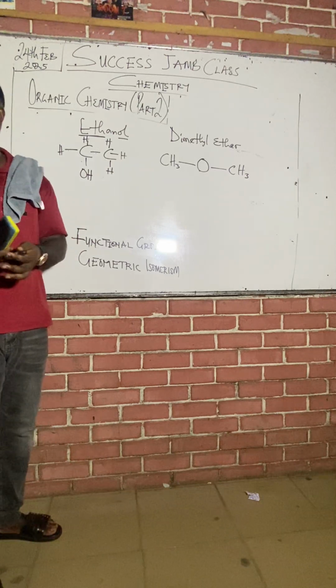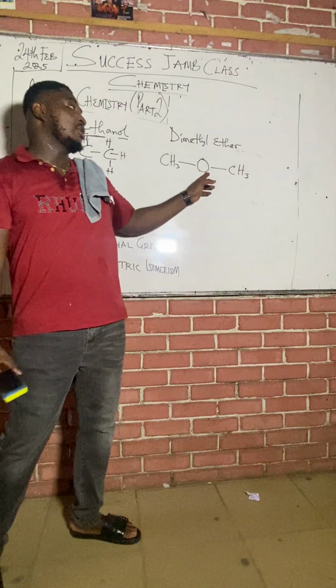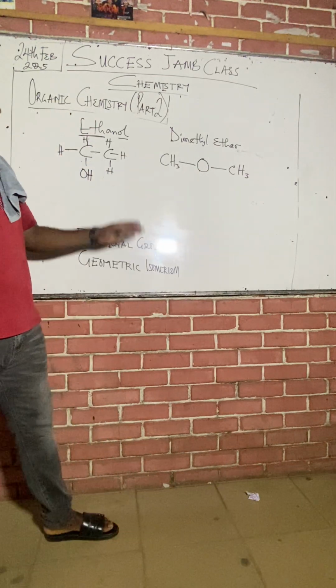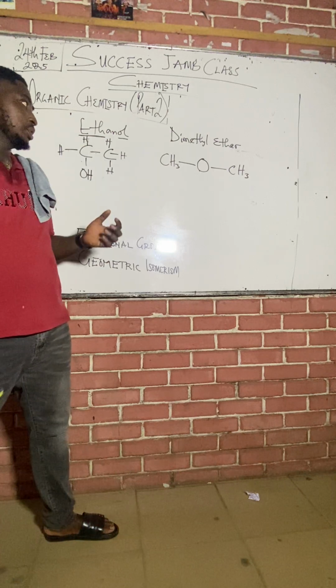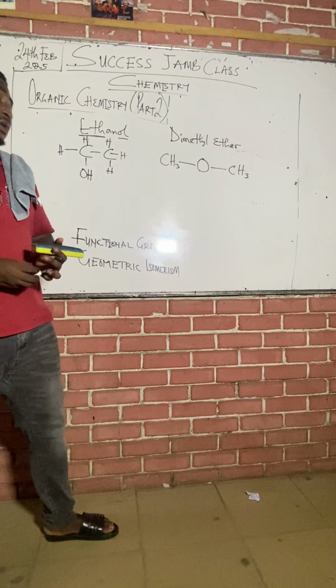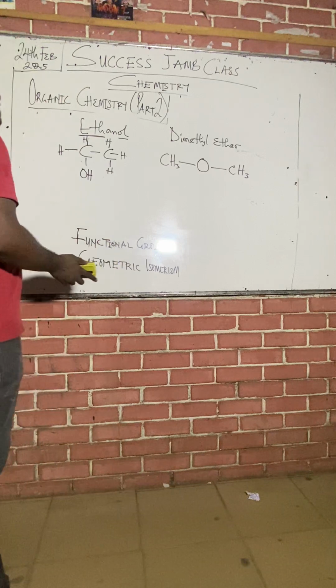Obviously, the structure is different. Look at this one: oxygen in between what? 2 methyl groups. This one has an OH group and a typical core structure. So this is functional group isomerism. The next one we want to look at now is geometric isomerism.